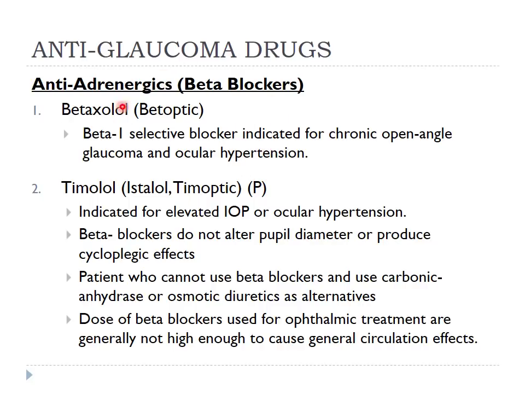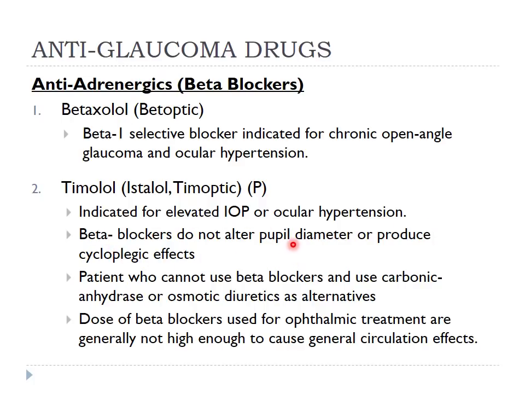So an anti-adrenergic or a beta blocker, okay, it is a selective blocker indicated for open-angle glaucoma and ocular hypertension. So we have to be careful here, okay. Open-angle glaucoma is different than the previous ones. So yes, you will probably see on a test open-angle versus non-open-angle glaucoma. You have to differentiate between the two. Don't screw those up. So we have this one called Betaxolol, which is used for it. We have this other one called Timolol. It's indicated for elevated IOP and intraocular hypertension.